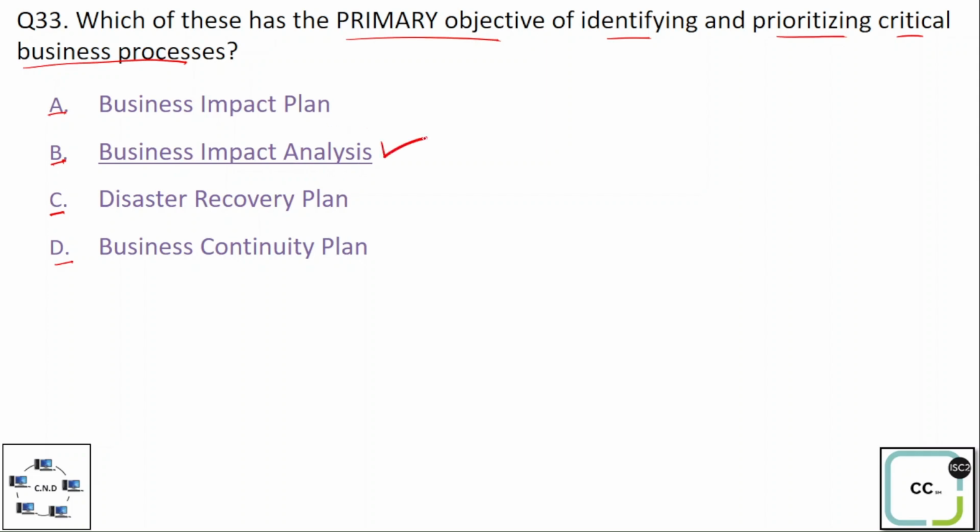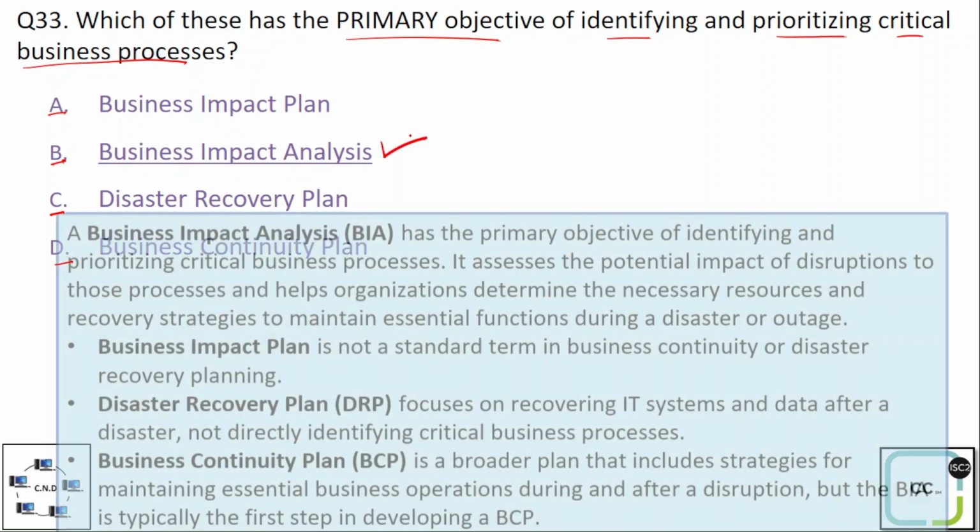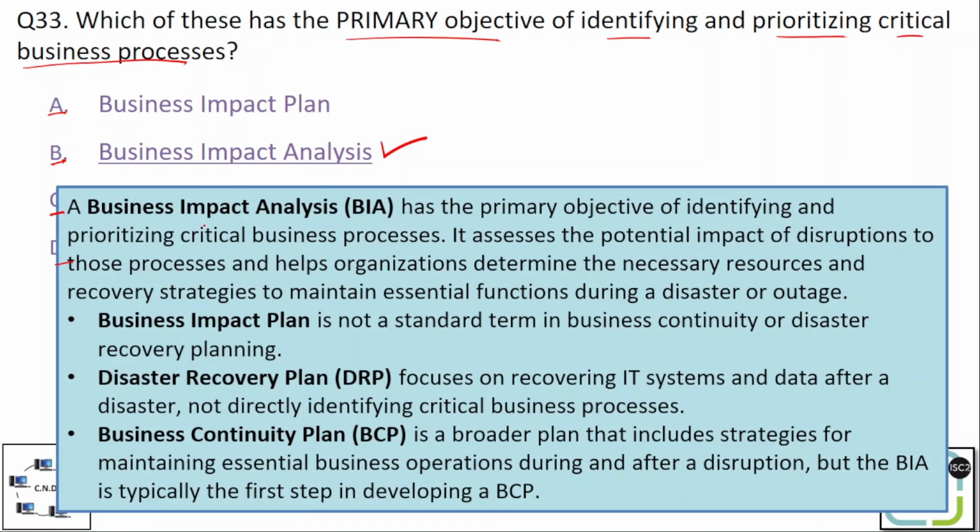business impact analysis. So what is business impact analysis? A business impact analysis has the primary objective of identifying and prioritizing critical business processes. It assesses the potential impact of disruptions to those processes and helps organizations determine the necessary resources and recovery strategies to maintain essential functions during a disaster or outage.